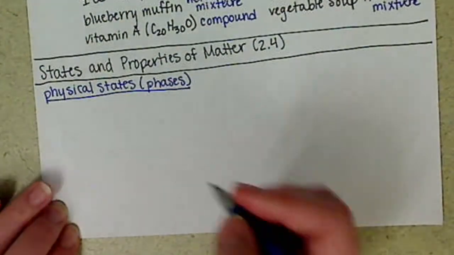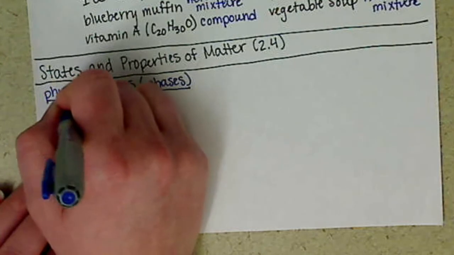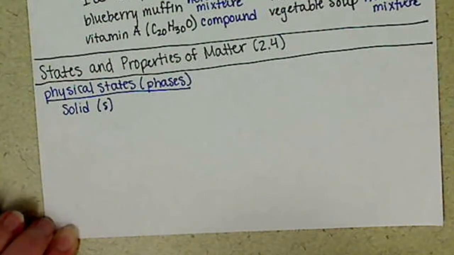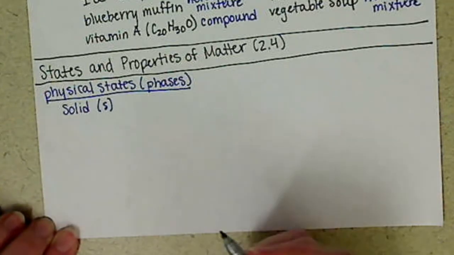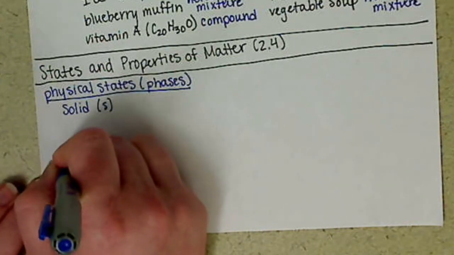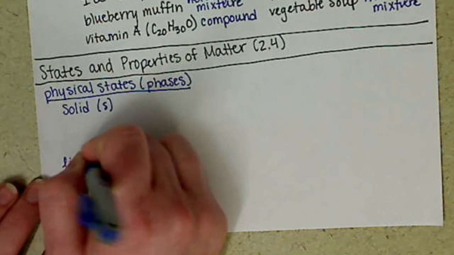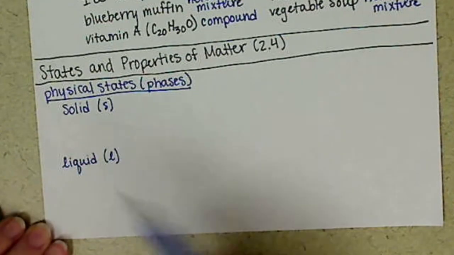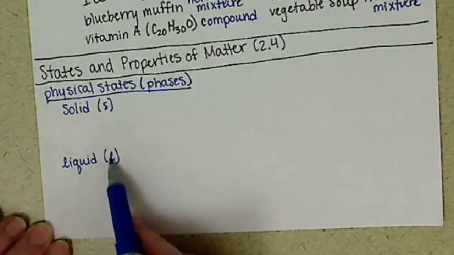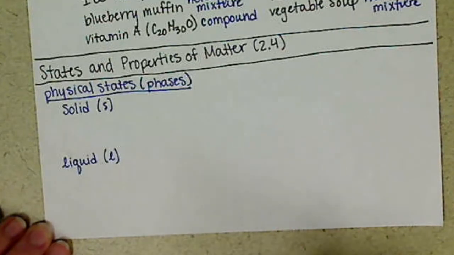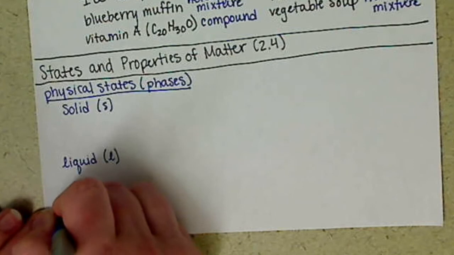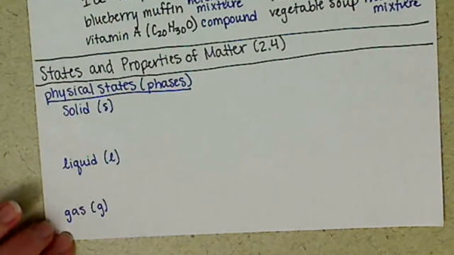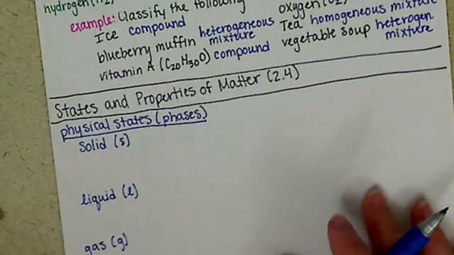We have solid, which we give the symbol of a lowercase s in parentheses. We have a liquid, which we have a lowercase l in parentheses. I like to put my lowercase l's as a cursive L so I can distinguish it from my ones. And our third is a gas, which has a lowercase g.